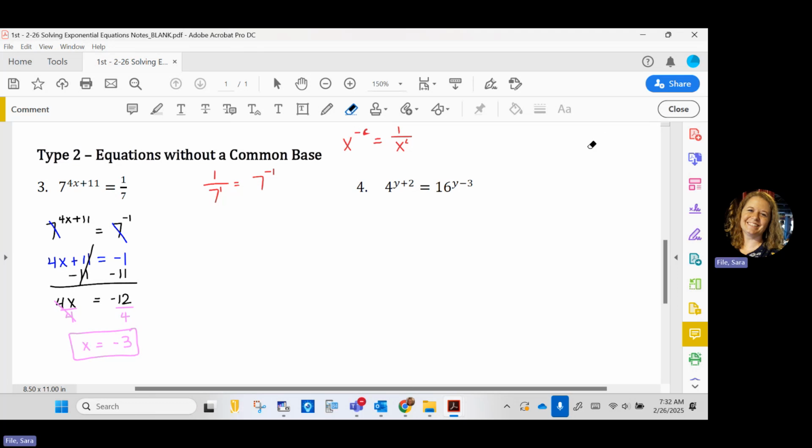All right, number 4. Now I don't have to deal with a fraction this time, so I've got to think of some other way to rewrite one of the bases, or sometimes both of the bases, so that they match. Can you think of a way I could rewrite 16 as a base 4? I know what you're thinking, but I'm not going to rewrite it as division. Think in terms of exponents, okay?